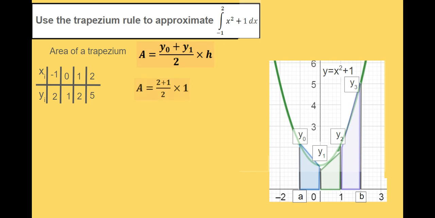And we could do that. There we go, we've subbed in our y0 and y1 into the formula, as well as our strip width. However, there is a formula that we use, and I just want to show you how we find that.